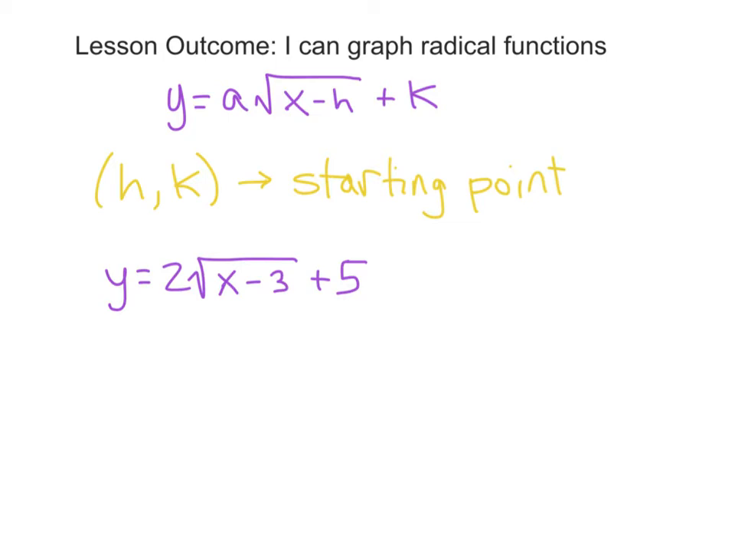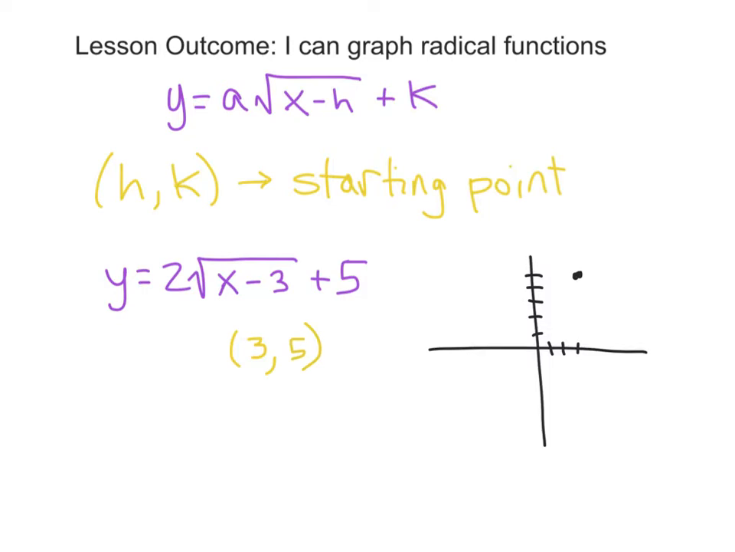Right here, since this is a negative 3, remember that our starting point is going to have an x value of positive 3. And because this is positive 5, that will go straight down as our y value of our starting point. So if our starting point is (3, 5), it will show up on the graph at 1, 2, 3 on the x-axis, 1, 2, 3, 4, 5 on the y-axis. So (3, 5) right here.